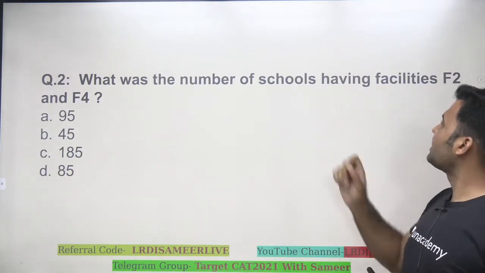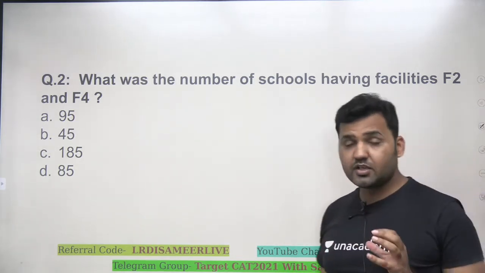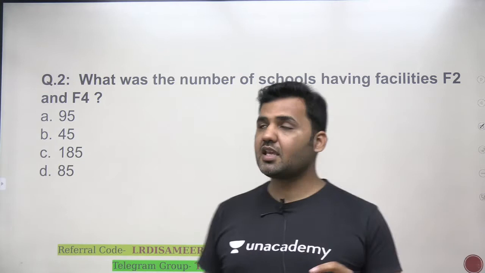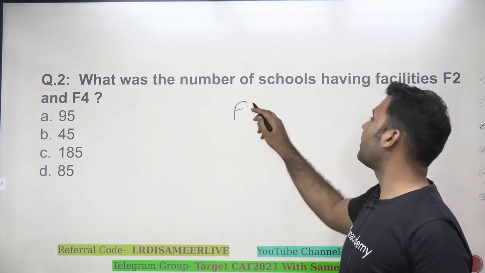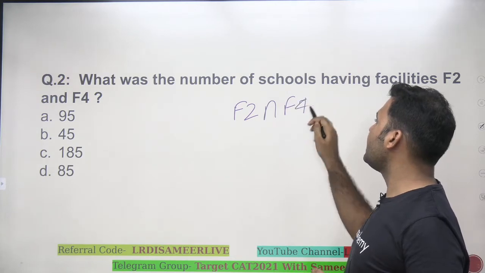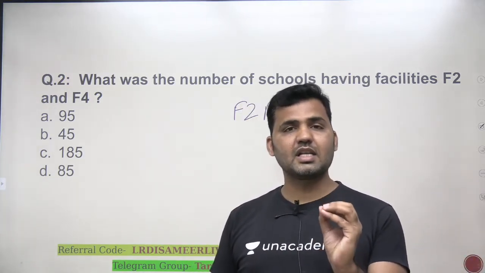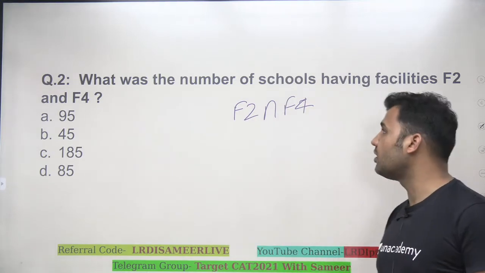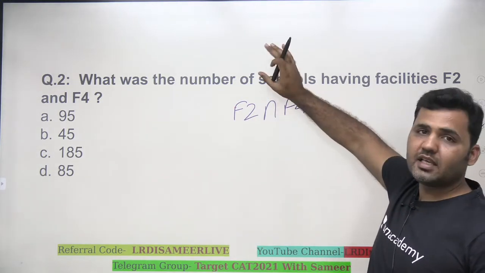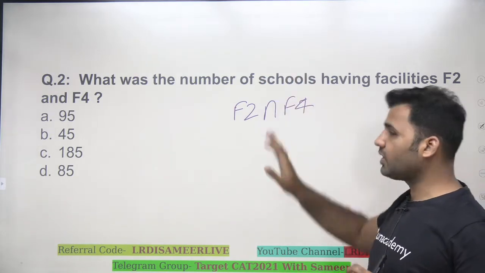It says, what was the number of schools having facilities F2 and F4? Now, here you need to be very careful when I'm saying F2 and F4. Do I need to look at the intersection of F2 and F4 only? Am I looking for only the 2-set intersection? No. See, the word only is not mentioned in the question. So I'm looking for schools having F2 and F4.